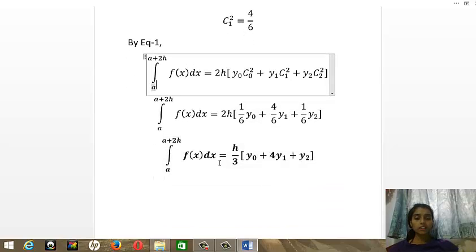On calculating this, we get a formula, that is integration of f(x) dx from a to a plus 2h equals h by 3 whole bracket y0 plus 4y1 plus y2. This is our Simpson's one-third formula.